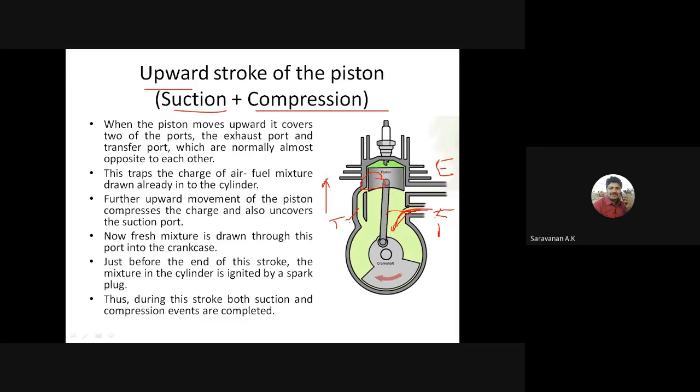Here is one more difference between the two-stroke and four-stroke. For the four-stroke engine, we are using the crankcase with lubricating oils, but here we are using only airtight cylinders. Why? Because the fresh charge gets into the cylinder through the crankcase, right? So the crankcase will be airtight. It will not have any leakages, right?